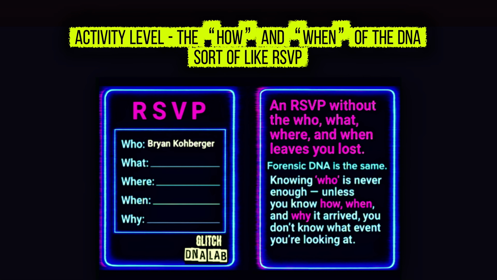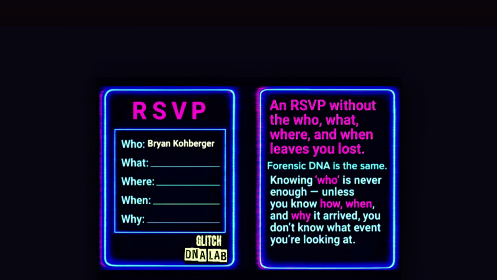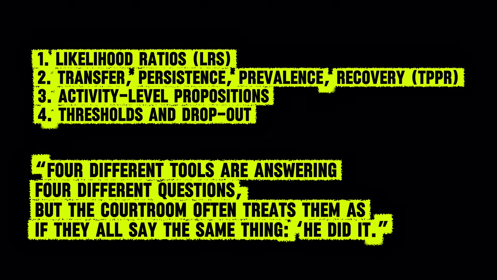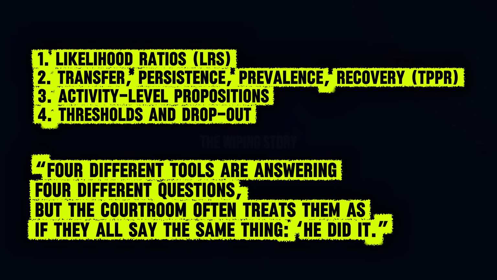The likelihood ratio is answering who, while the real fight is about how, when, and what this object actually means. So here's the glitch. 4 different tools are answering 4 different questions, but the court often treats them as if they all say the same thing.